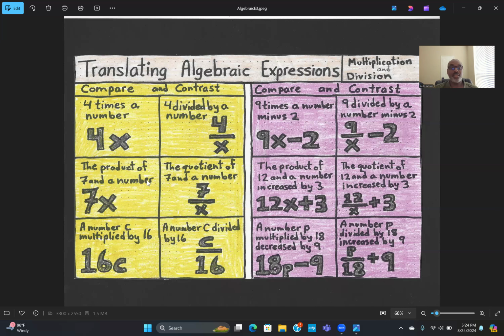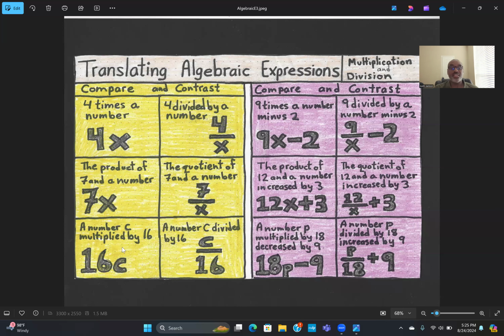Let's take a look at the second row of examples, in which we have the product of 7 and a number. The product is the same as times. They are synonymous terms, and so the product of 7 and a number x can be written this way, 7x. And over here, we have the quotient of 7 and a number x. Quotient means divide. And so we have 7 divided by x right here.